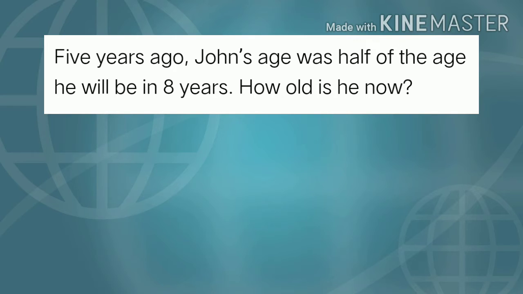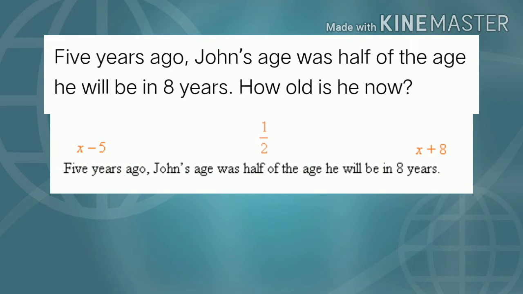5 years ago, John's age was half of the age he will be in 8 years. How old is he now? This problem only involves John, so we let our variable x be John's present age. X is John's present age, so x minus 5 will be John's age 5 years ago.